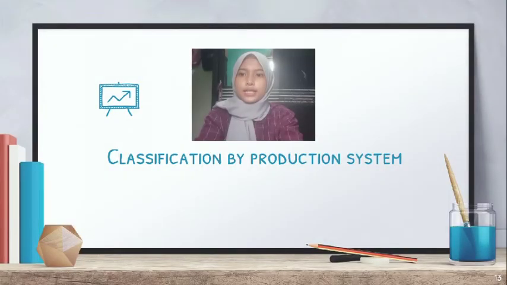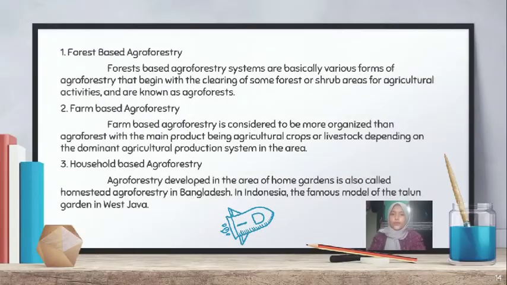And next, classification by production system. The first is forest-based agroforestry. Forest-based agroforestry systems are basically various forms of agroforestry that begin with the clearing of some forest or shrub areas for agricultural activities and are known as agroforest.